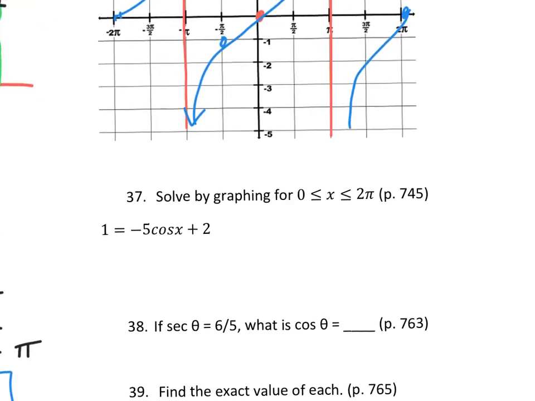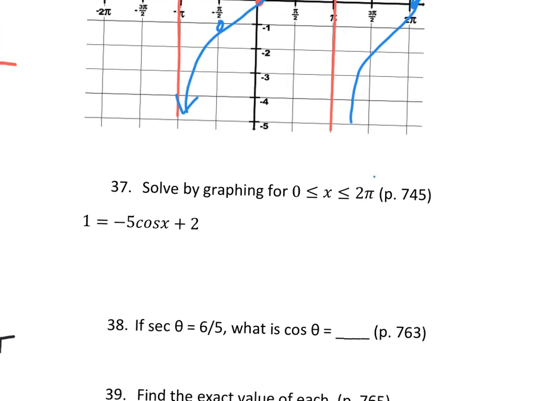And then number 37, solve by graphing. So you want to make sure that you go to your window first of all, and then you want to make sure that you are in radian mode, because this is referring to radians. So go to your window, and the x min is 0, and the x max is 2 pi.